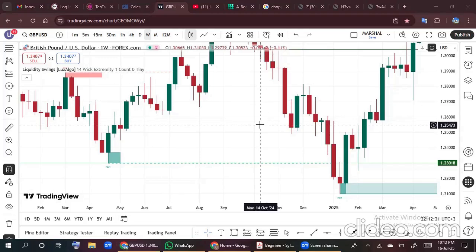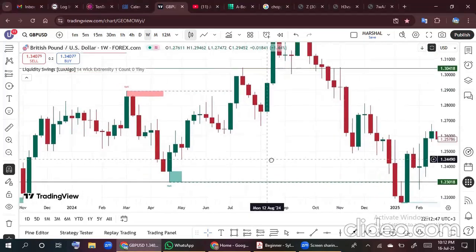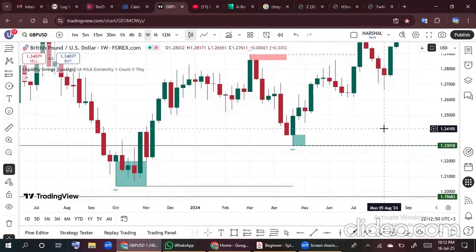So let's move on to another candlestick pattern. There is a candlestick pattern called piercing. Will I be able to find this one here? Piercing. Let me see. It might be difficult to find.